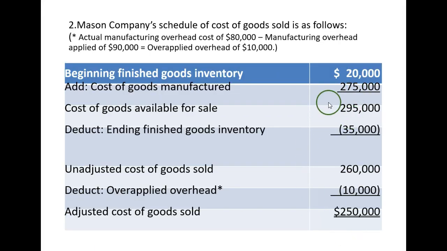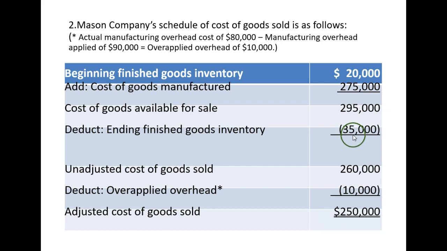Okay, we're going to see this number again in the next slide. It's right here. First of all, add beginning finished goods inventory. That's what we did not sell in the last accounting period. Let's add the cost of goods manufactured. We got this from the previous slide in the other statement. Cost of goods available for sale. This is the amount that we're trying to sell this period. Did we sell all this? No, because we had ending finished goods inventory, $35,000 of product we did not sell. Hopefully we'll sell this next period.